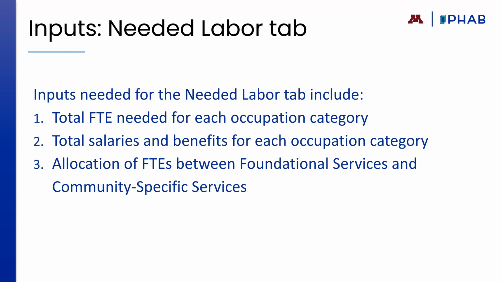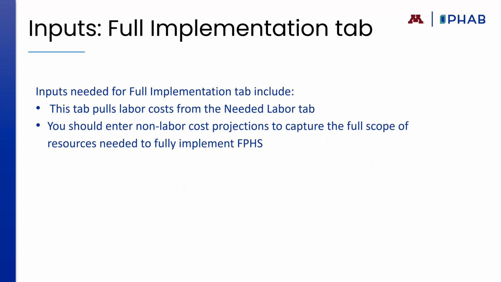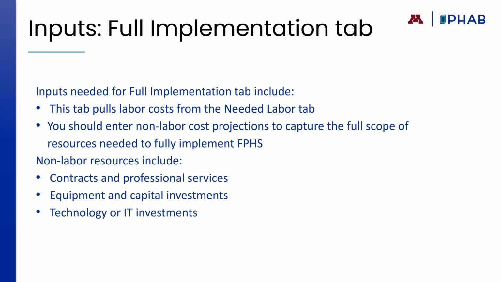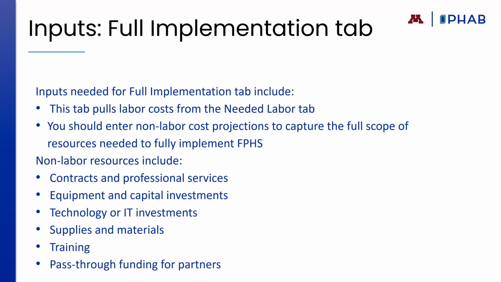The Full Implementation tab expands upon the estimates from the Needed Labor tab by adding non-labor expenditures. The labor cost and FTE fields are automatically filled based on prior entries. Users are then prompted to enter projected costs for contracts, equipment, technology, materials, training, and pass-through funding for each FPHS service area. Similar to the labor section, the goal is to estimate the total resources necessary to implement all FPHS, not just those currently delivered.